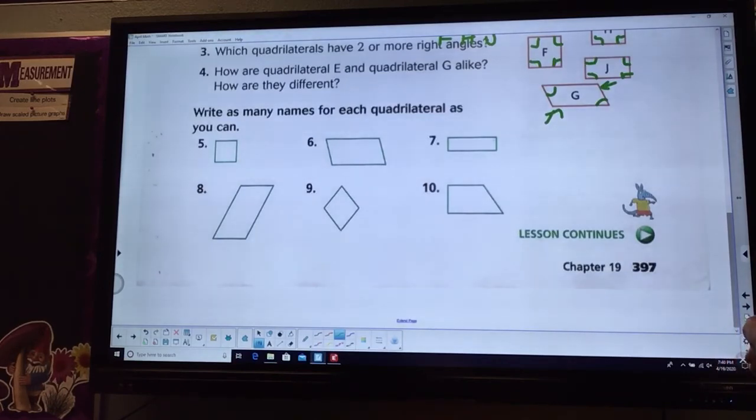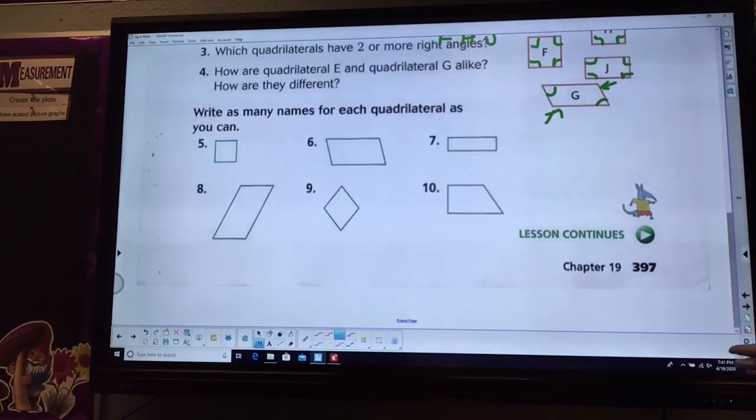Okay? It can also be a what? It can be a parallelogram because it has 2 sets of parallel sides. Okay? It can also be a rectangle because it has 2 sets of parallel lines and 4 right angles. Now remember, our square is the superhero, isn't it? Okay, he does it all. It's also a rhombus. We've got 4 sets of equal sides, so therefore it's a rhombus. So we're going to be listing a lot of names for that one, aren't we?